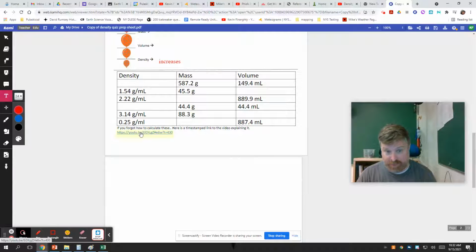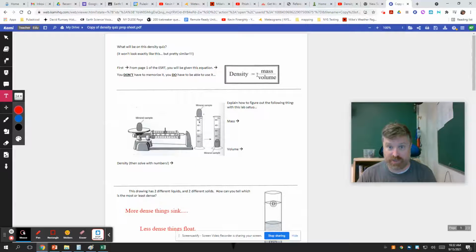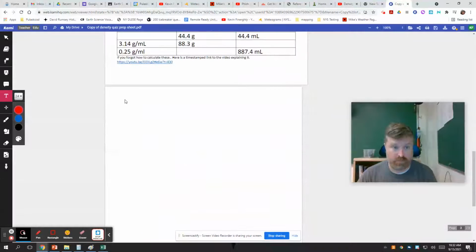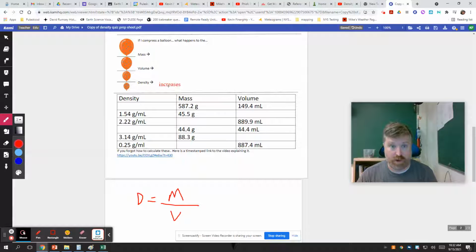Again, this timestamp link will take you right to 430 seconds into this video, which is right when I talked about how to do these. It's always going to be take this equation that's given to you, and I'm going to shortcut it by writing D for density equals M for mass over V for volume. Take those, and you're always missing one. Which one are you missing? Plug the other two in for numbers.